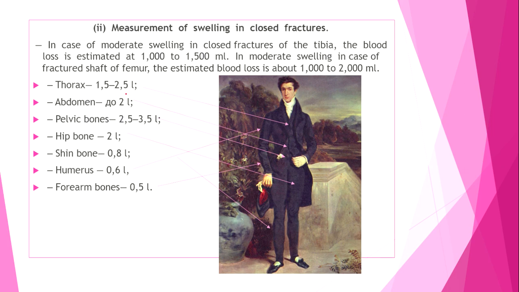Thorax up to 2,500 milliliters, abdomen up to 2 liters, pelvic bones up to 3 liters on average, hip bone up to 2 liters, shin bone up to 800 milliliters, humerus up to 600 milliliters, forearm bones up to 500 milliliters.